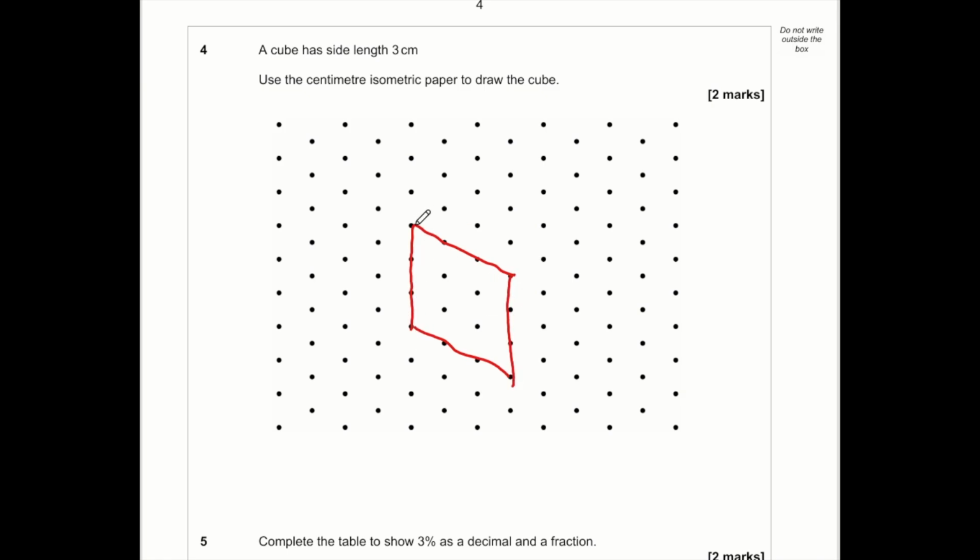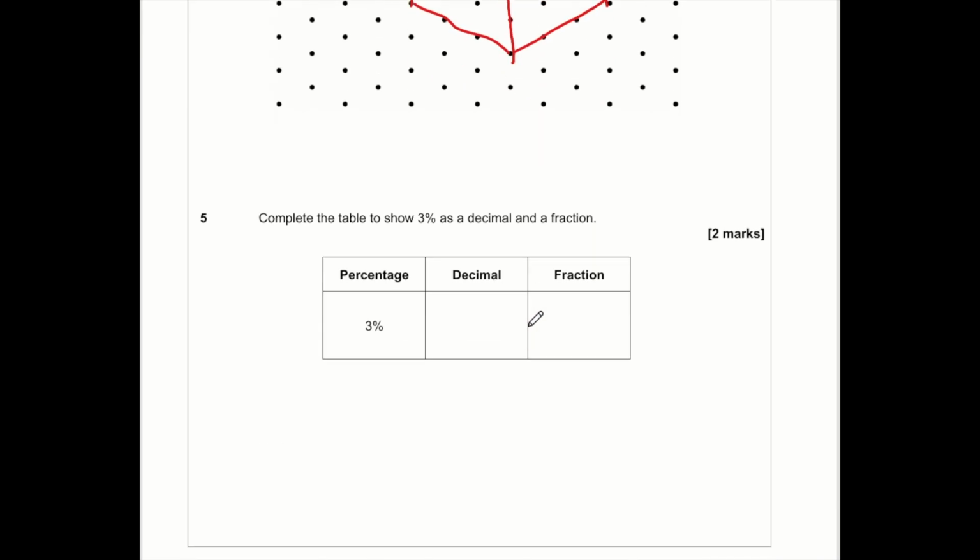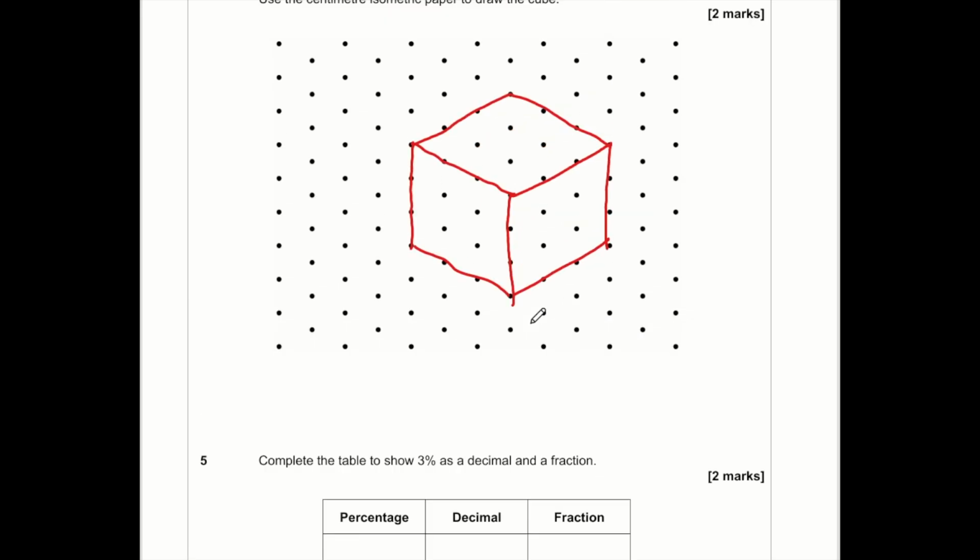Now if this is the front, then I'm going to do the top now. So 1, 2, 3 going in this direction, and also from here 1, 2, 3, join them up like so, and this line down needs to be 3 units parallel to this one. So 1, 2, 3, and join them up. There we go. There is my cube with side length 3. That's all we need to do. Obviously for that one, better if you use a ruler, of course.